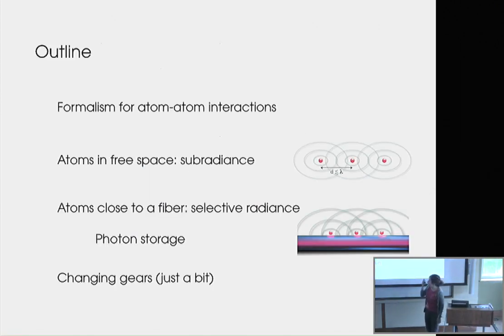Okay, so with this, here is the outline of my talk. I'm going to first discuss the formalism in which we describe these atom interactions. Then I will show you the physics of subradiance, so just a one-way chain of atoms in free space. Then I will discuss what happens when the atoms are interfaced with a nanofiber, so this is selective radiance. And I will discuss how selective radiance can improve a quantum memory. And finally, I will talk about some new results, or maybe a bit on quantum anomaly physics here.